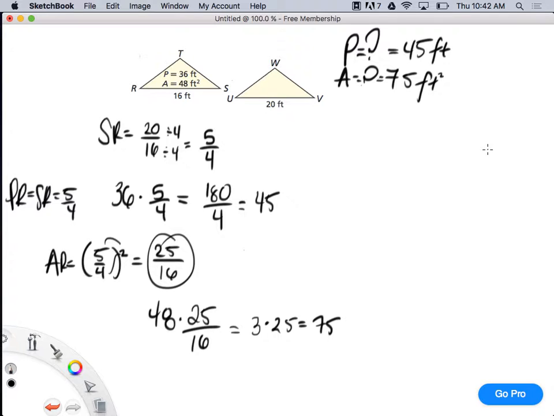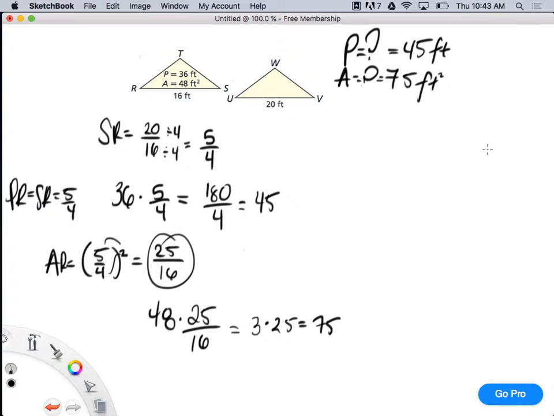Is it always big over small? Not always. You just have to figure out which is the shape you're trying to find, right? If this shape was smaller, then I would do smaller over bigger, right? So the similarity ratio is the one I'm trying to find over the one I have. Okay? So it's 20/16 gives me the similarity ratio. Once I have the similarity ratio, I also have the perimeter ratio because they're the same. So I take this perimeter ratio and multiply it by the old perimeter to get the new perimeter.